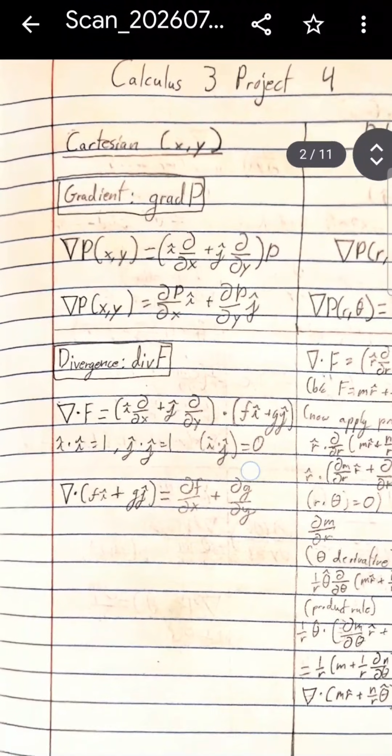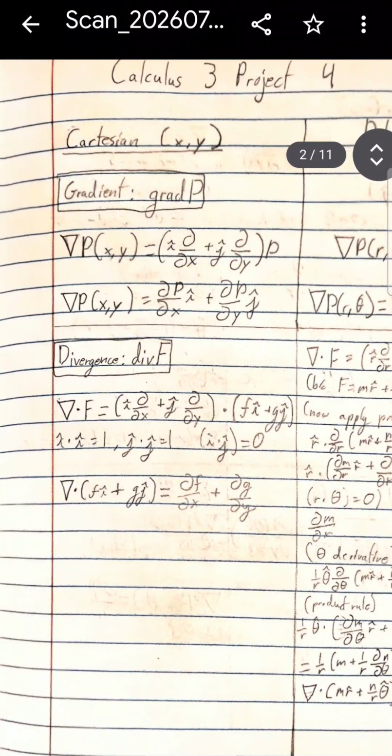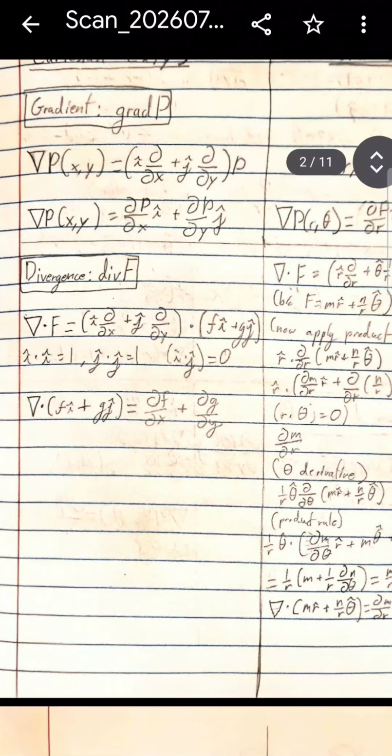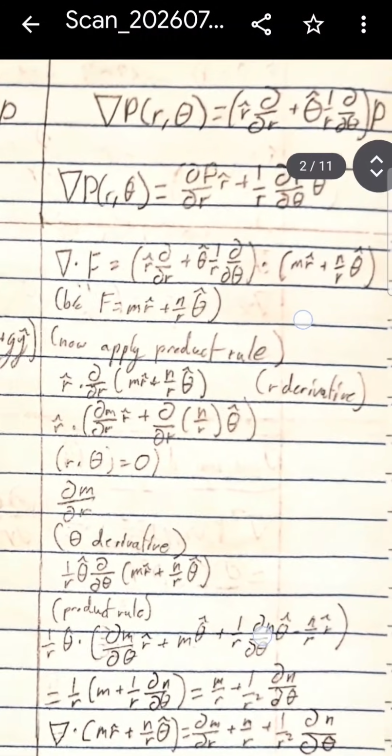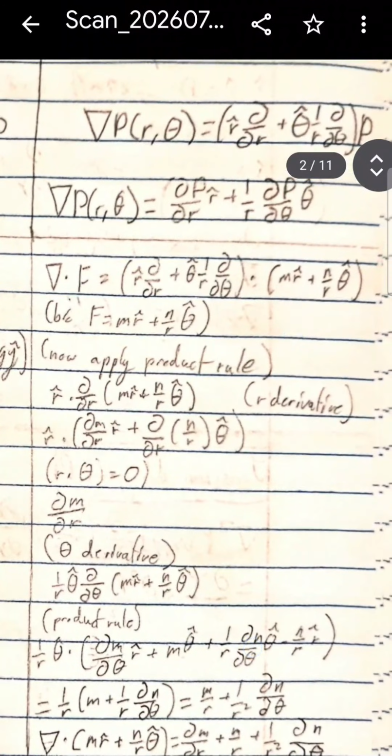So the next is divergence. For the vector field F equals f i plus g j, the Cartesian divergence is the partial derivative of f with respect to x plus the partial derivative of g with respect to y. In polar coordinates, that vector field is written as F equals m times unit vector r plus n over r times unit vector theta.